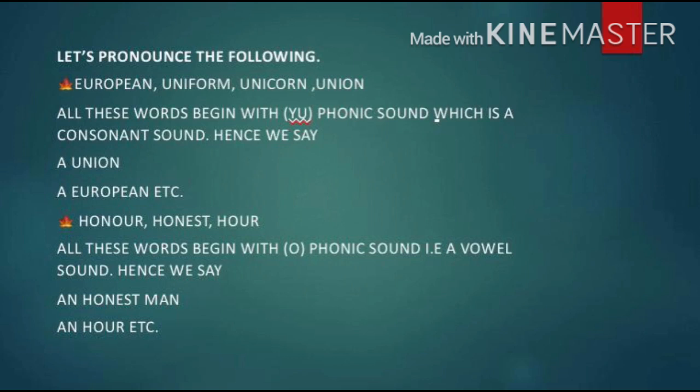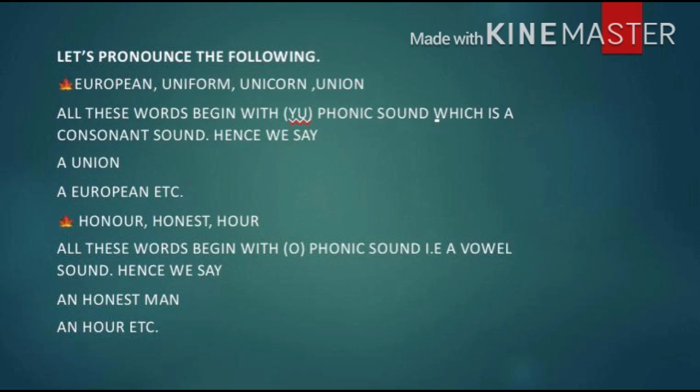Let's pronounce the following: European, Union, uniform. All these words begin with the "yu" phonic sound, which is a consonant sound. So we use a with these words. For example, a union, a European.